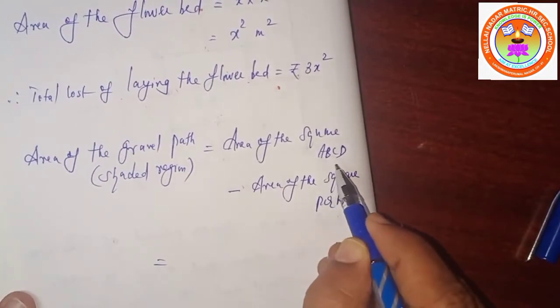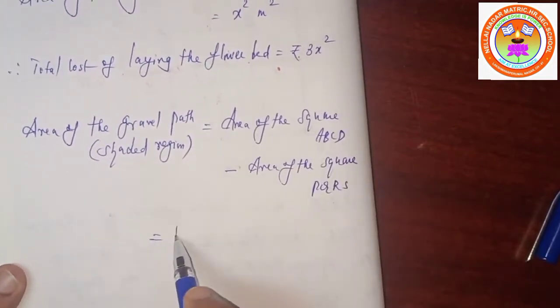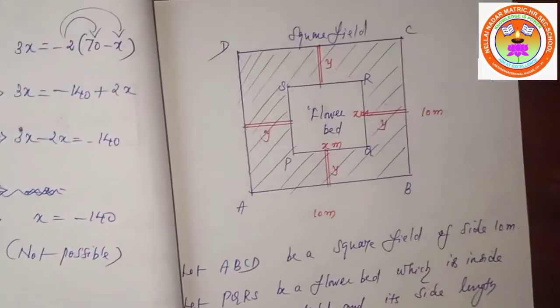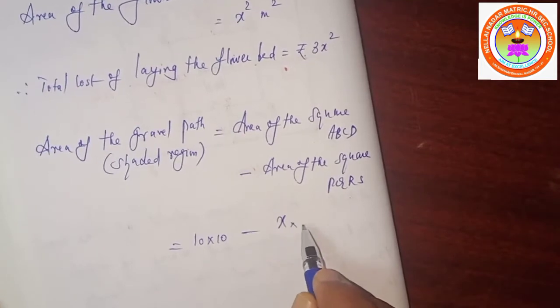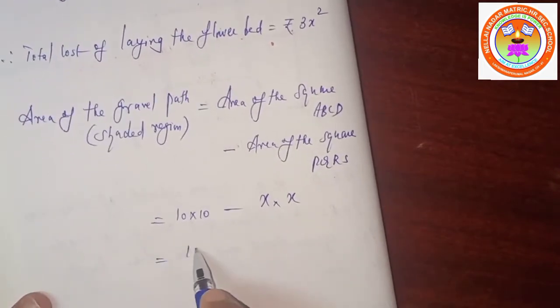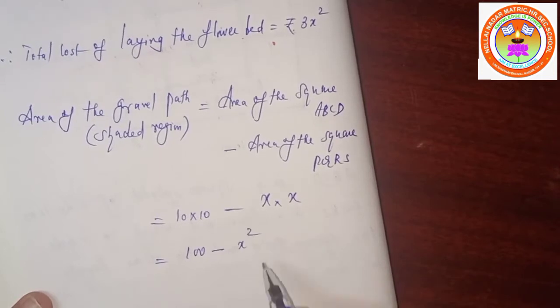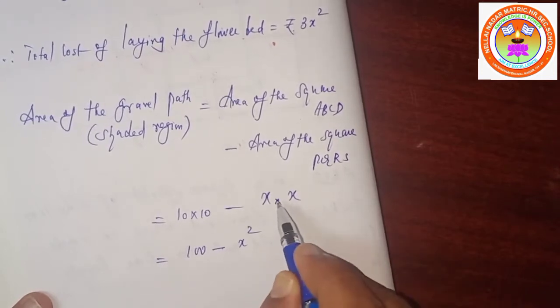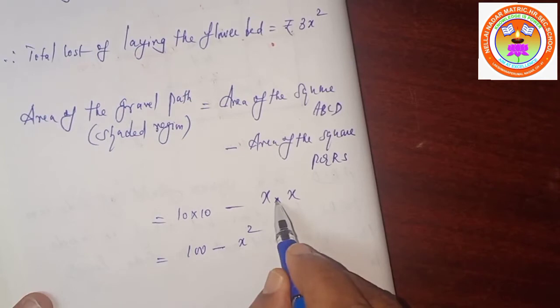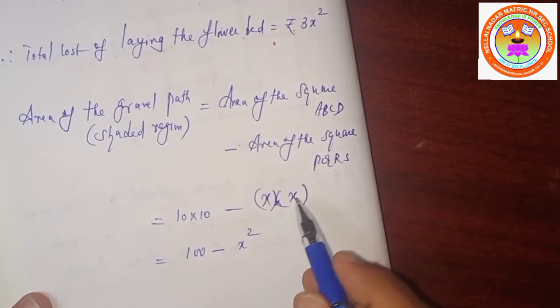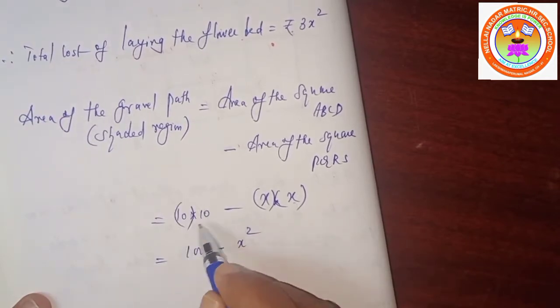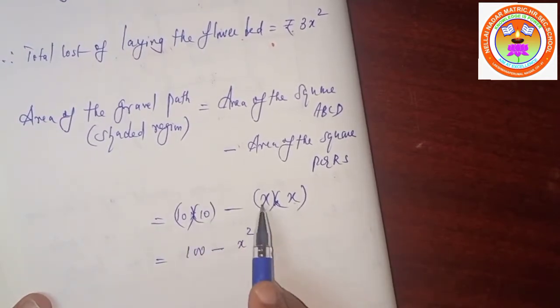Area of the square ABCD, that side length is 10. So 10 into 10. Then inner square, minus x into x. That is equal to 100 minus x squared. I write x and x inside the brackets, otherwise you will be getting confused over there. X into x, here 10 into 10, 100, x into x, x squared.